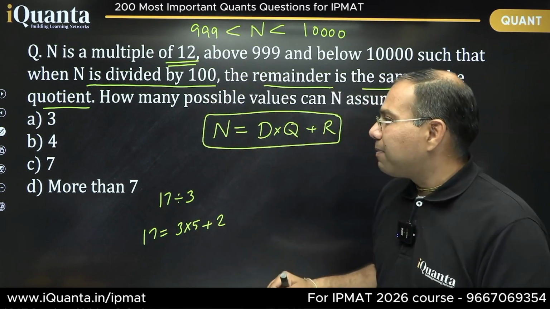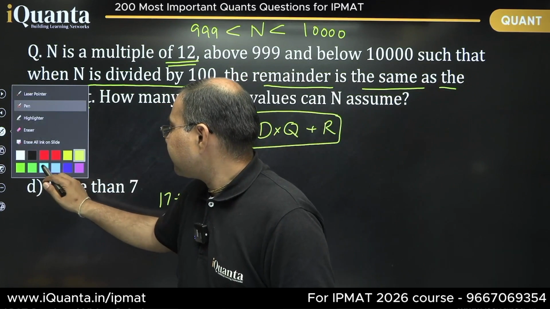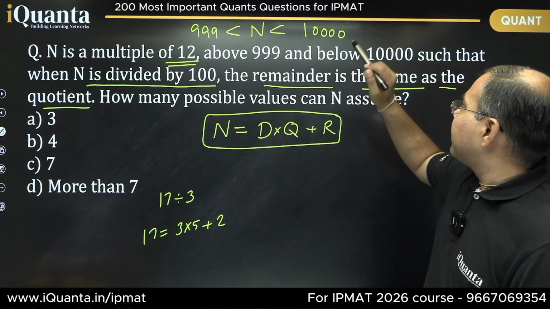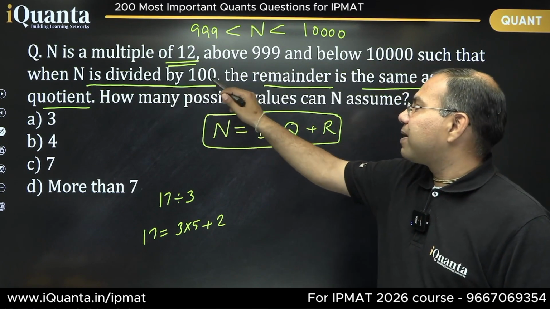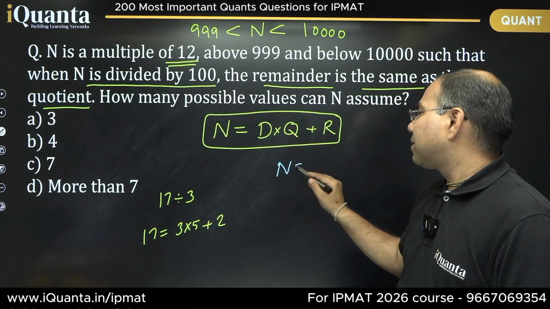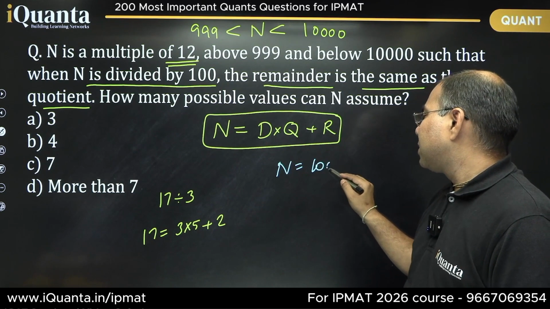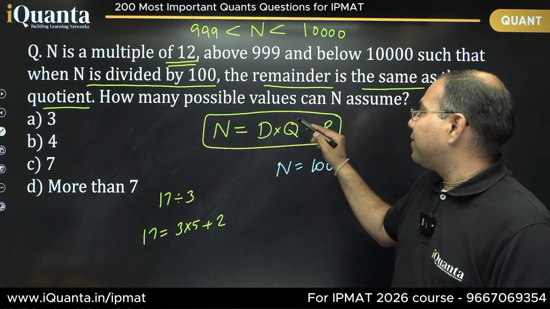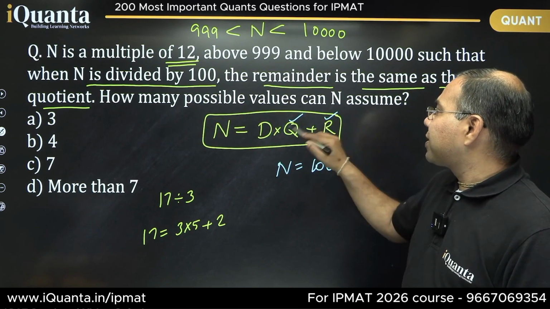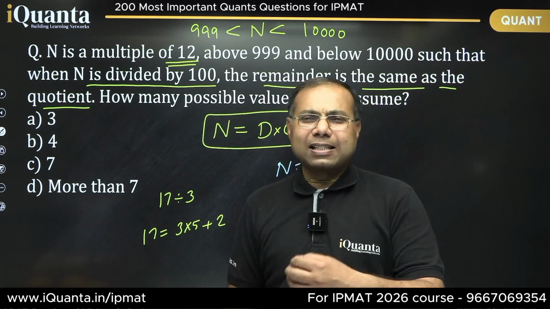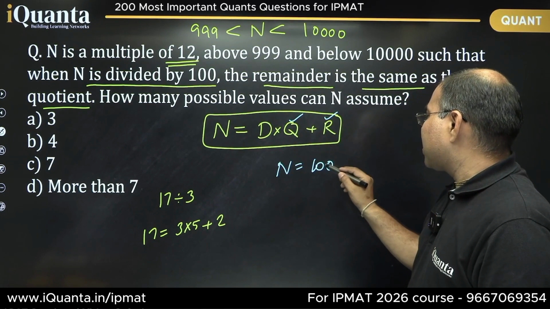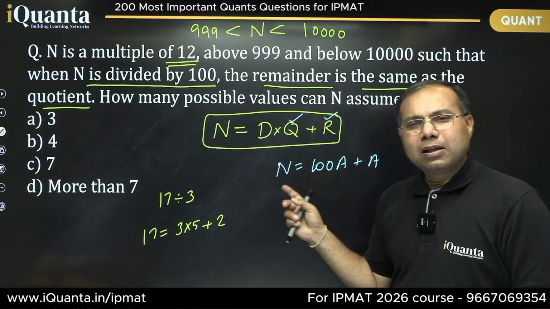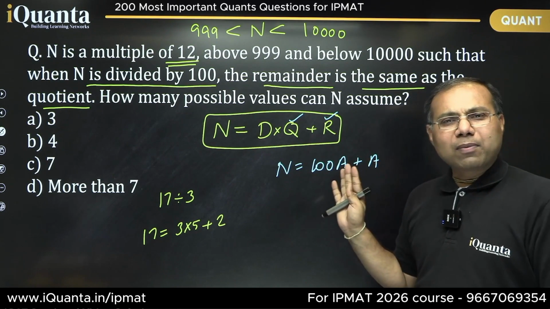Now coming back to this question, it says this number n, which is a multiple of 12 and within this range, is such that when divided by 100, so my divisor here is 100, and q I don't know, the remainder is the same as the quotient. So remainder and quotient are the same number. Let me write it as a. That means n is equal to 100a plus a, because the quotient is a and the remainder is also a. What is the value of a?